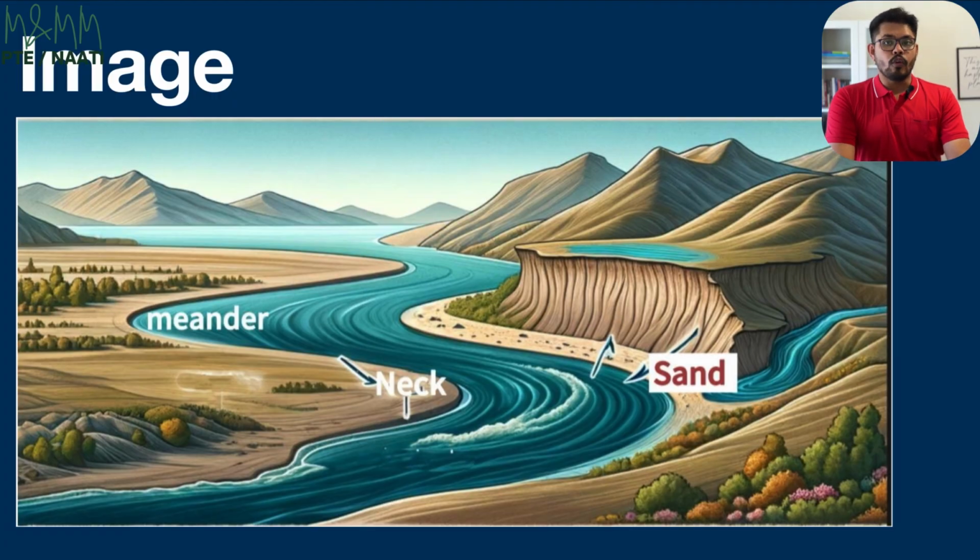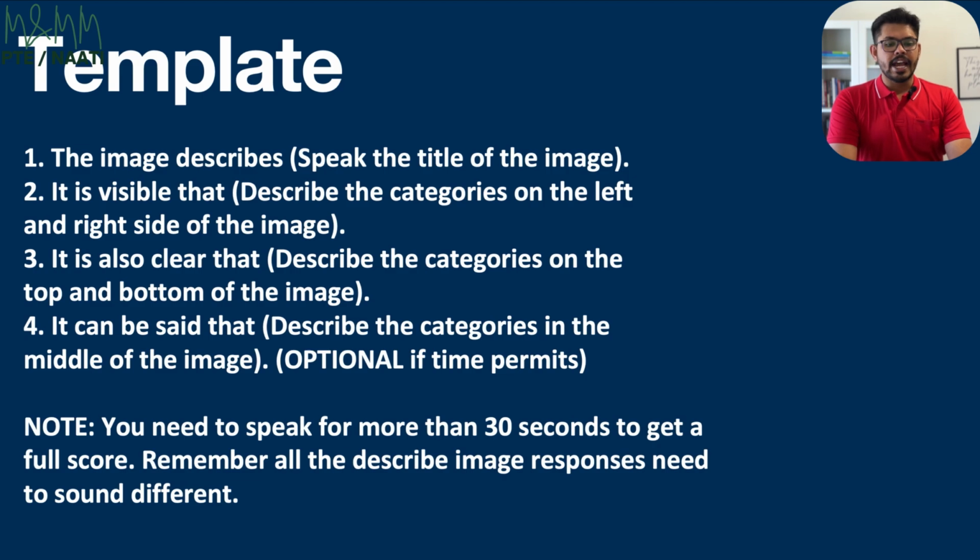Okay. Now let's move on. So the third line: we have understood we can use words like "it is visible that," "it is also clear that," "it can be said that." And if you say "it is evident that," even that is fine. No need to worry about it.